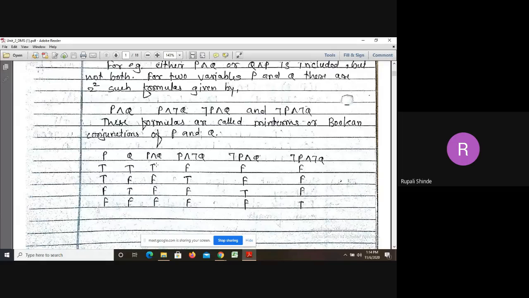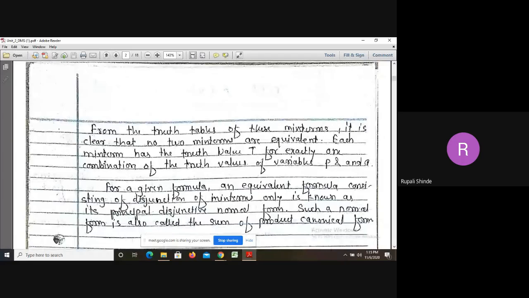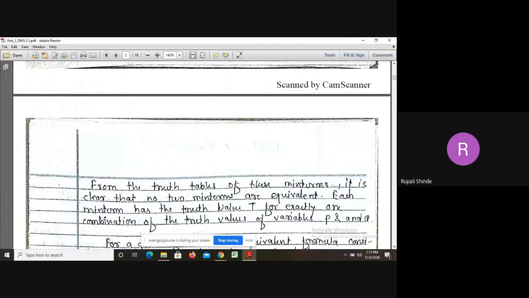Check here: for each and every minterm there is only one truth value T and the rest of the values are F. So from this we can say that there is only one possible truth value T for exactly one combination of truth values of variables P and Q.